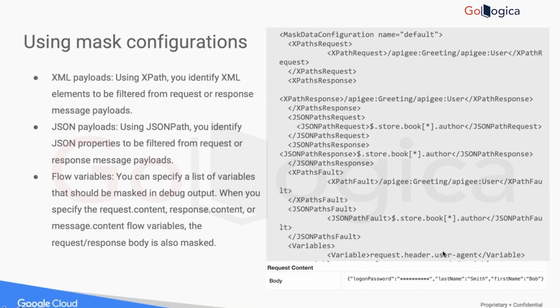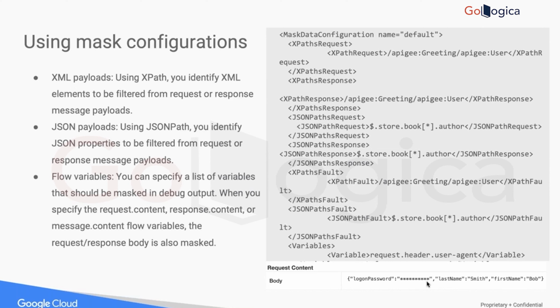In the Apigee trace, if you look downwards, your login password is shown as a star. It will not be shown on the trace, it is masked, but the real value is still getting passed. That's how you hide sensitive information from being seen at runtime in the traces, especially in the production environment.